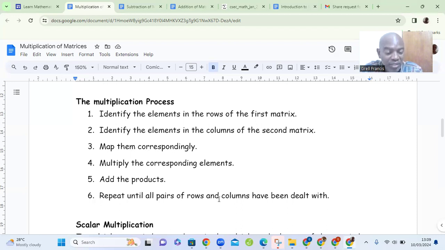The multiplication of matrices involves addition. You have to multiply and you still have to add just to get one element in your product. We'll be doing that with examples, but we'll be referring back to the steps, if you want to put it that way.